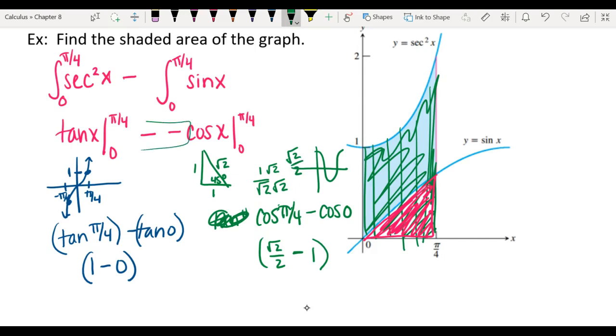Now, we have a double negative here, so what does that change into? Plus. We have 1 minus 0, so that's 1 plus square root of 2 over 2 minus 1. So what's our answer? Square root of 2 over 2.